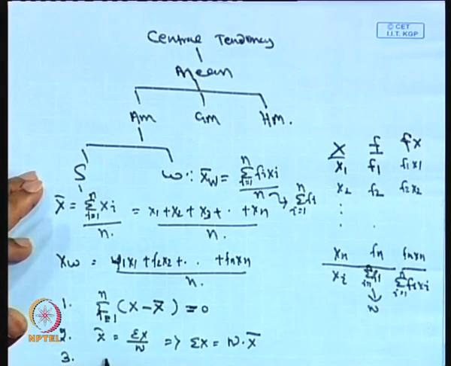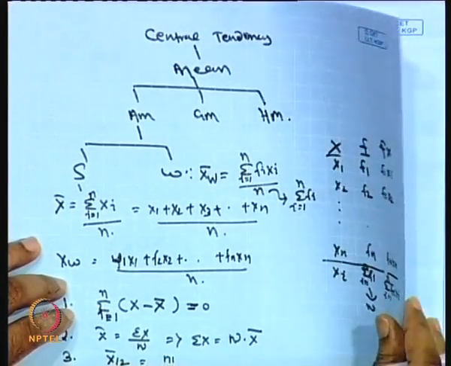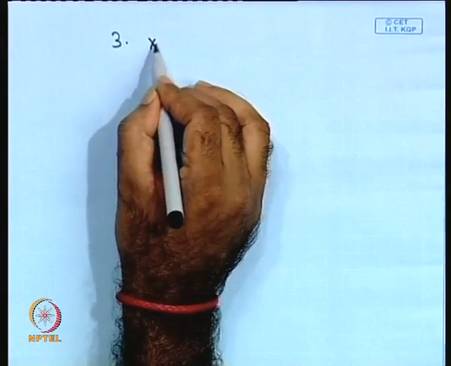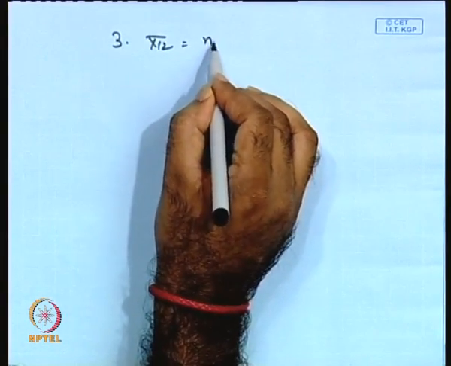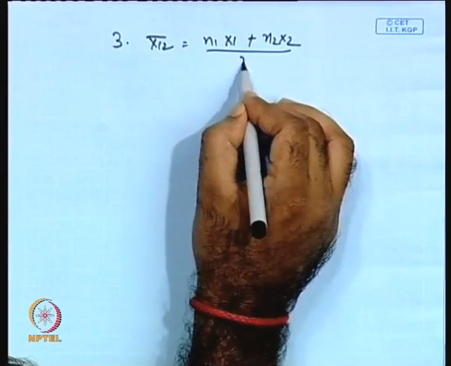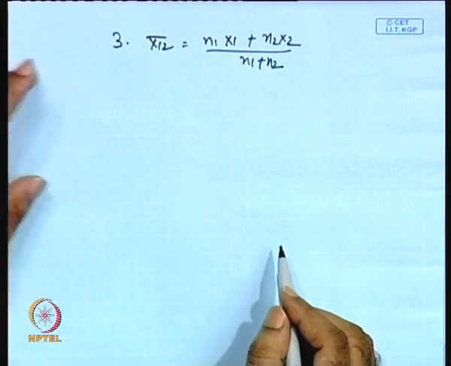Third issue is that it can have a combined mean. The third important property is the combined mean. x bar 1 2 is nothing but n1 x1 bar plus n2 x2 bar divided by n1 plus n2. All right. So, now what is all about that issue?